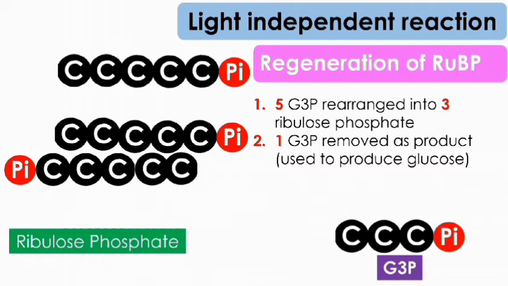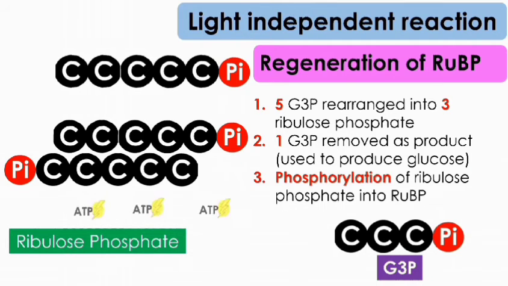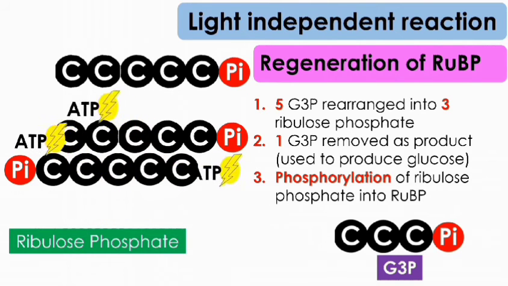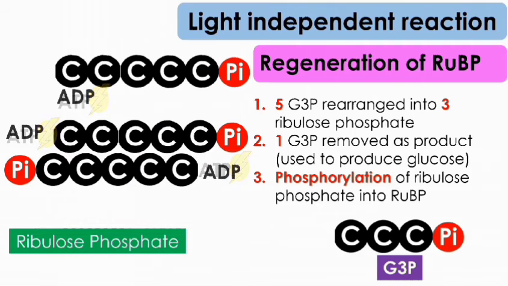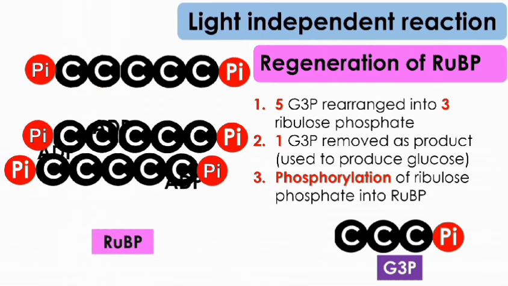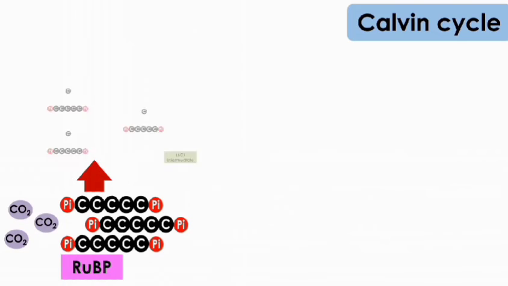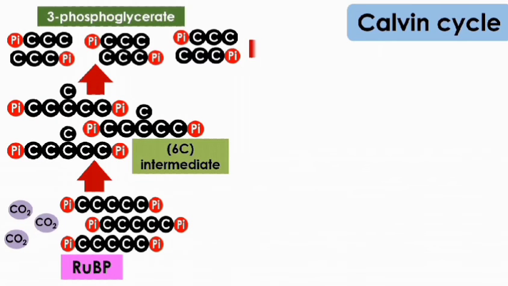removed as a product. In the final step, 3 ATP is needed to phosphorylate ribulose phosphate into ribulose 1,5-bisphosphate, or RuBP. The RuBP can be reused in the next round of the Calvin cycle. Since RuBP is used and regenerated, this is why the Calvin cycle is a cycle.